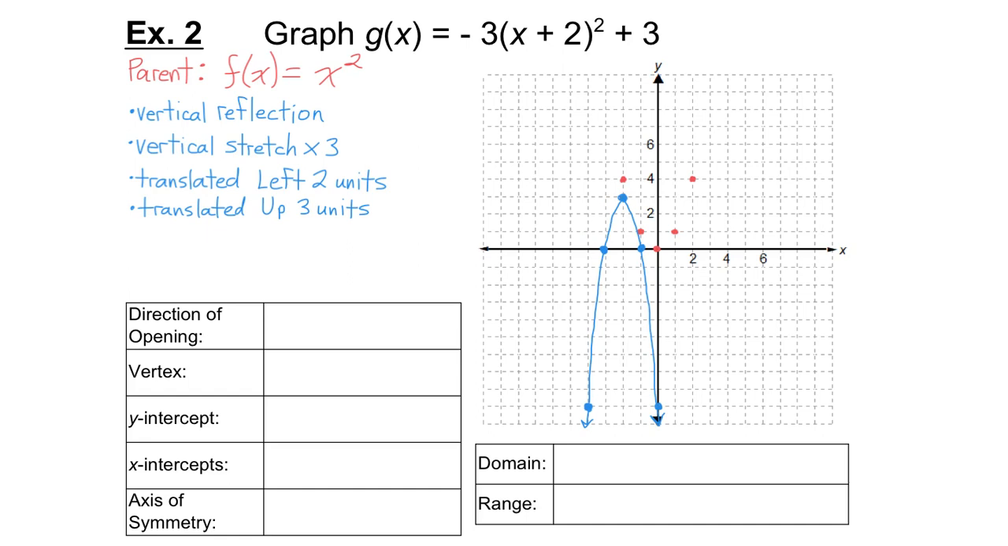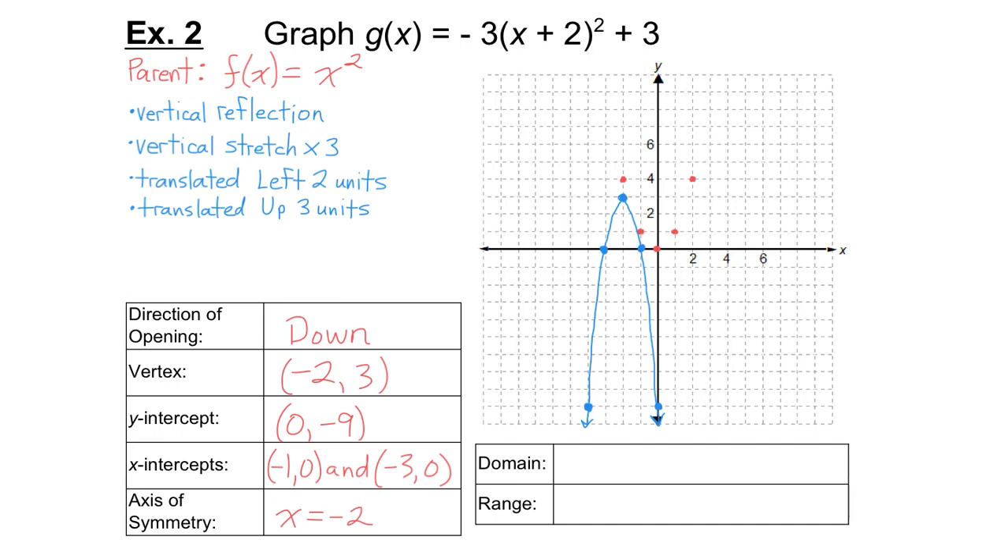Now that we have the graph, figure out the direction of opening, the location of the vertex, y-intercept, x-intercepts, and the equation of the axis of symmetry. The graph opens down like a frown. The vertex is located here with coordinates (-2, 3). The y-intercept is right here at coordinates (0, -9). The x-intercepts are here and here, (-1, 0) and (-3, 0). The axis of symmetry, well, because we know the vertex, we know the axis of symmetry. The x-coordinate is -2, therefore x = -2 is the axis of symmetry equation.